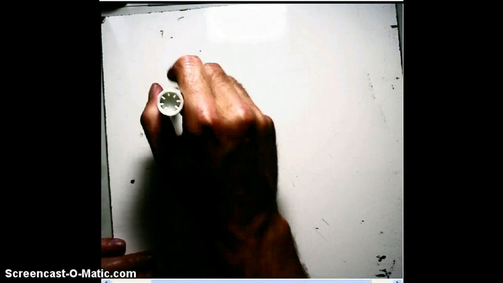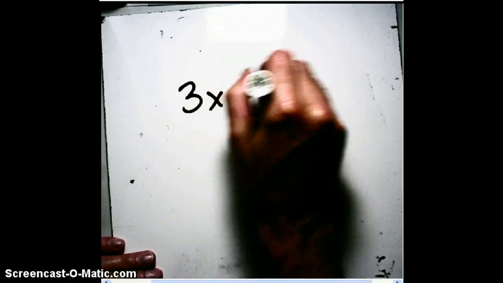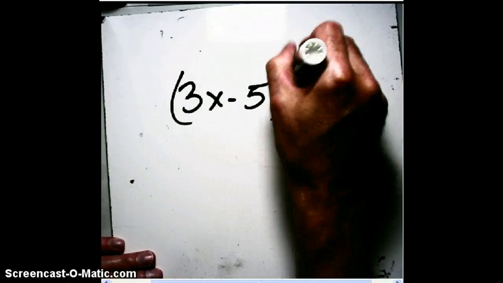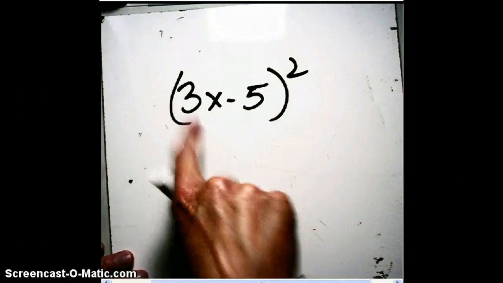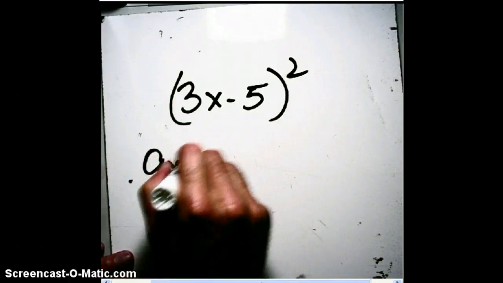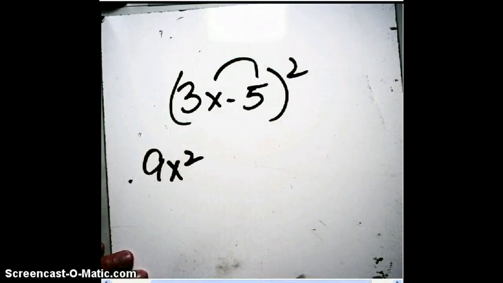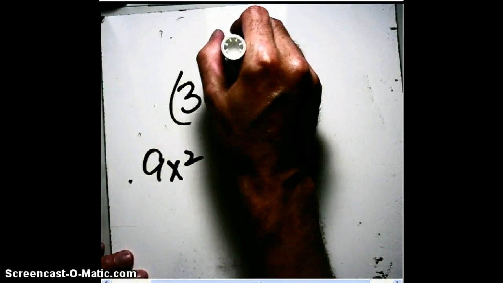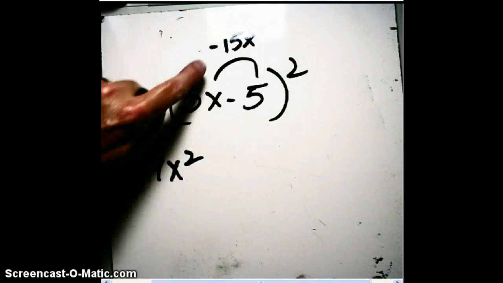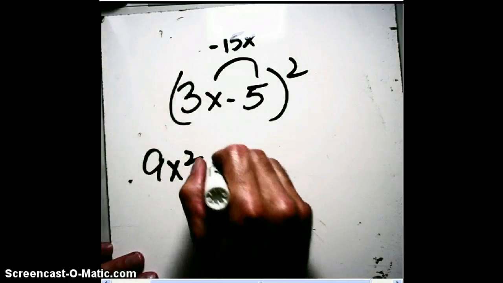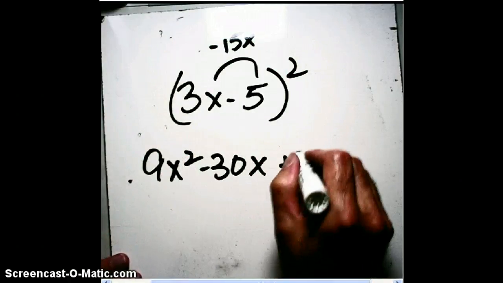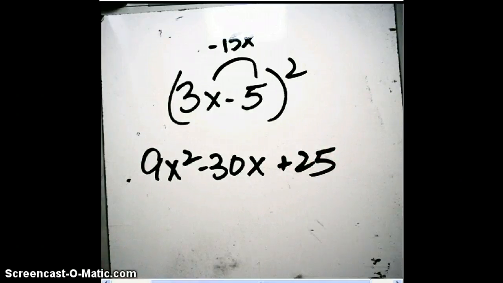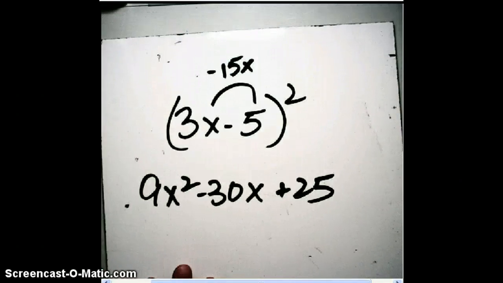Okay, so let's just take something like 3x minus 5 squared. You could do FOIL, you could do the box method, or square the first, 9x squared. Multiply these two together. Remember, that would be a negative 15x. Now double that number, minus 30x, and then square the last, plus 25. Folks, it really is just that easy.